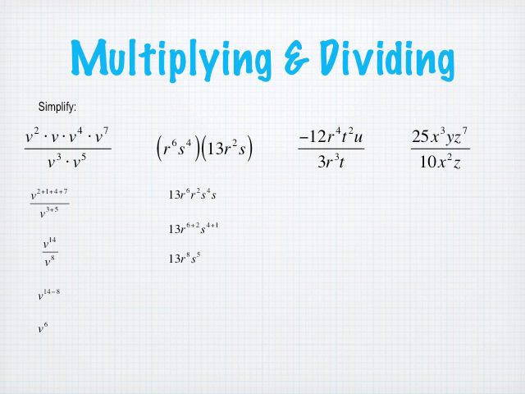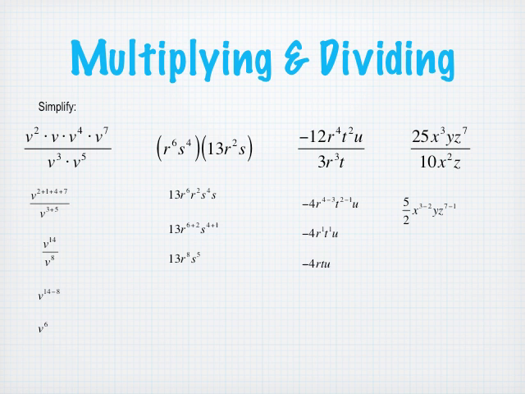Next one will have division. My negative 12 over 3, that's just going to give me negative 4. Then my r to the 4th and r to the 3rd. The r to the 4th is on the top, the r to the 3rd is on the bottom. So I have 4 minus 3 for the exponent on the r. 2 minus 1 for the exponent on the t. Remember that unwritten 1. Then u. So my final answer would be negative 4 r to the first t to the first u, or just negative 4 r t u.